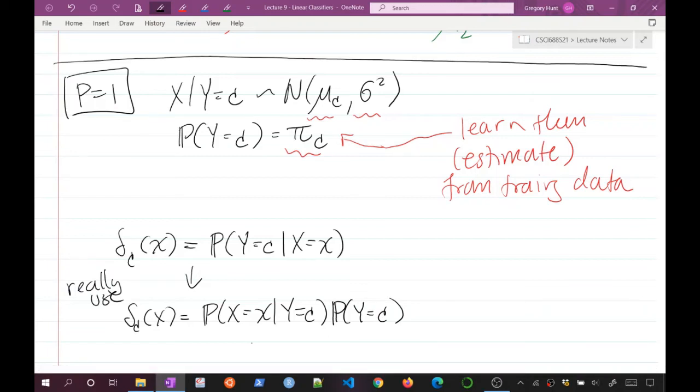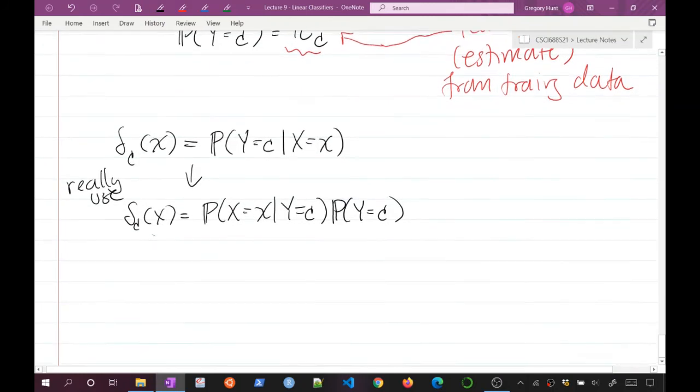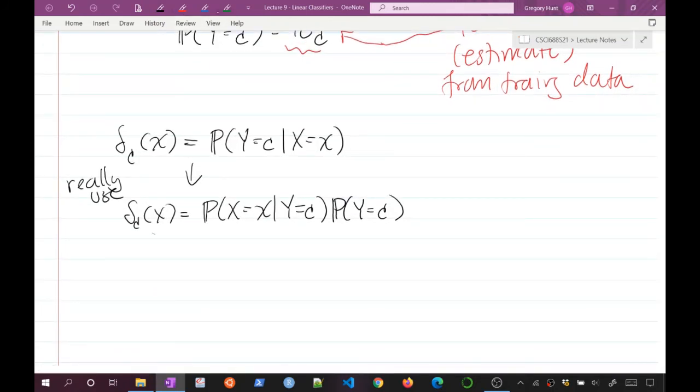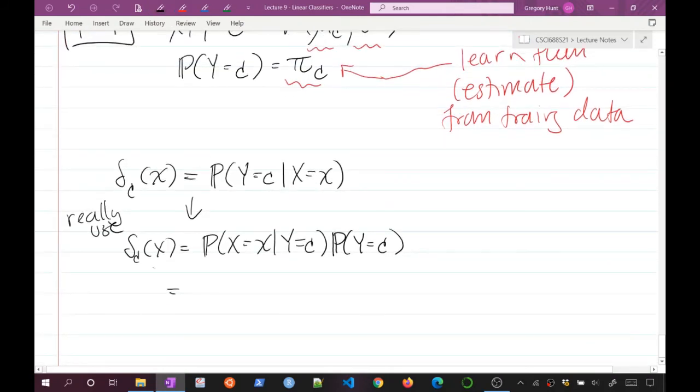So once I specify this, literally the way you implement it is you do the calculation for each class given an x, and you choose the class with the largest value. Simple as that. So let's write this out. Probability of x given y equals c is normal, so let's write out the PDF of our normal. I'm abusing the word probability here. Really, it should be PDF, but no one's going to point that out, are they?